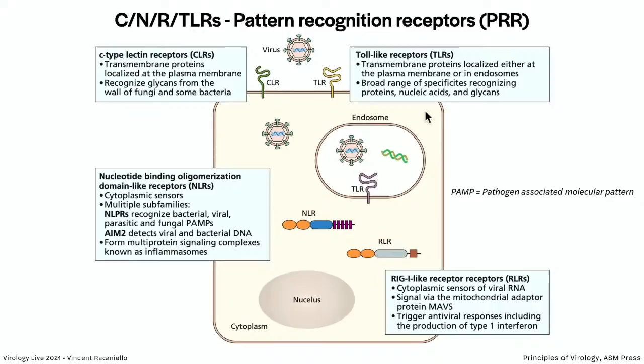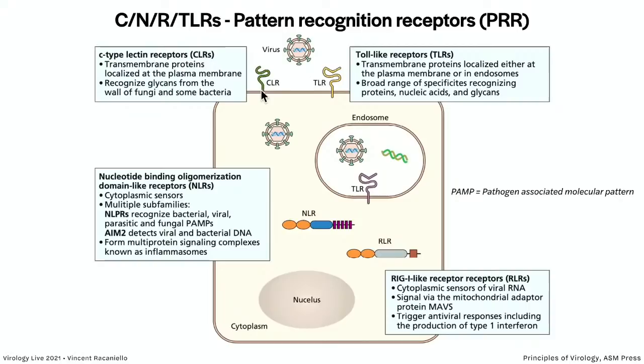But in addition to toll-like receptors, there are other kinds of pattern recognition receptors in the cell. For example, there are C-type lectin receptors, or CLRs, to follow on the TLR nomenclature. These are also transmembrane proteins. They're at the plasma membrane. They recognize sugars from fungi and some bacteria.